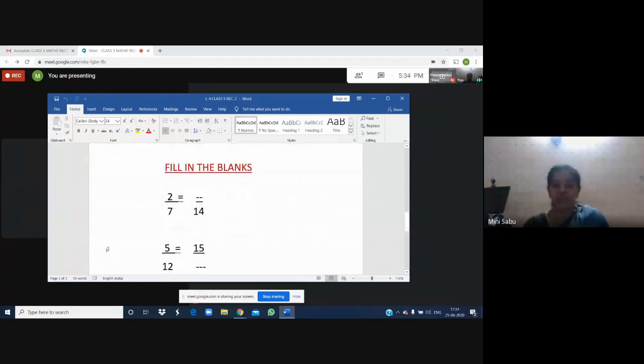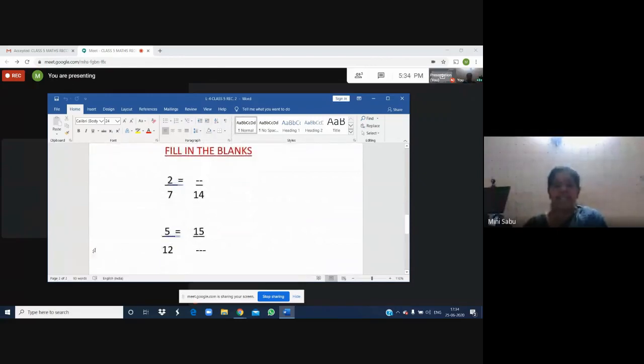Now a few questions for you. Fill in the blanks. With this knowledge, let us try to find out what number will come here. For this, first you have to check whether in the numerator or in the denominator, both numbers are given. Let us check in this question. Here the numerator is given, but here the numerator is unknown, absent. But both denominators are here.